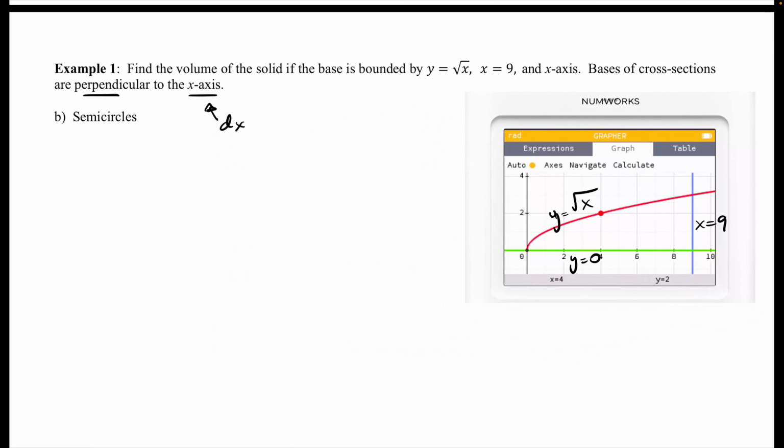And then the shaded area is the same, right? Everything about it is the same. The only difference is what shape is the cross section. Okay. This is a semicircle. So we know our formula says we have to find the area of that cross section, so it's going to be the area of a semicircle. So what is the formula for area of a semicircle?